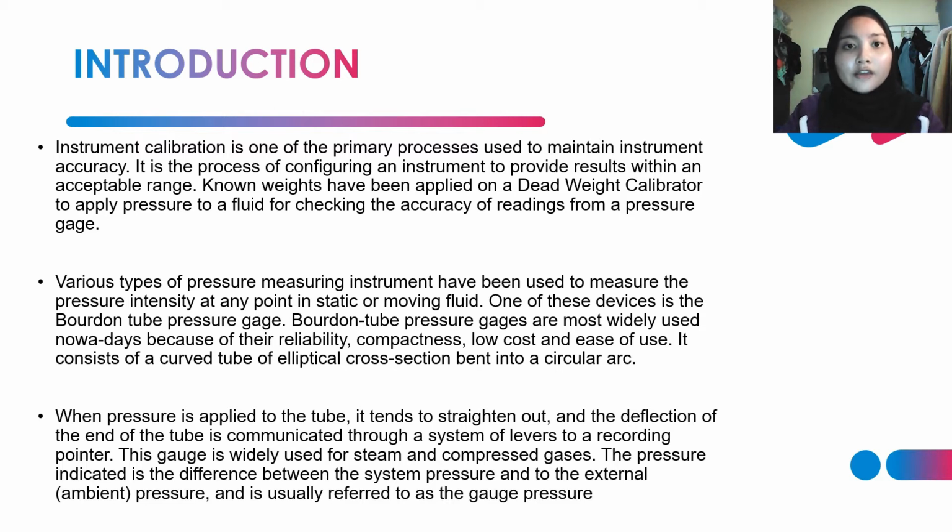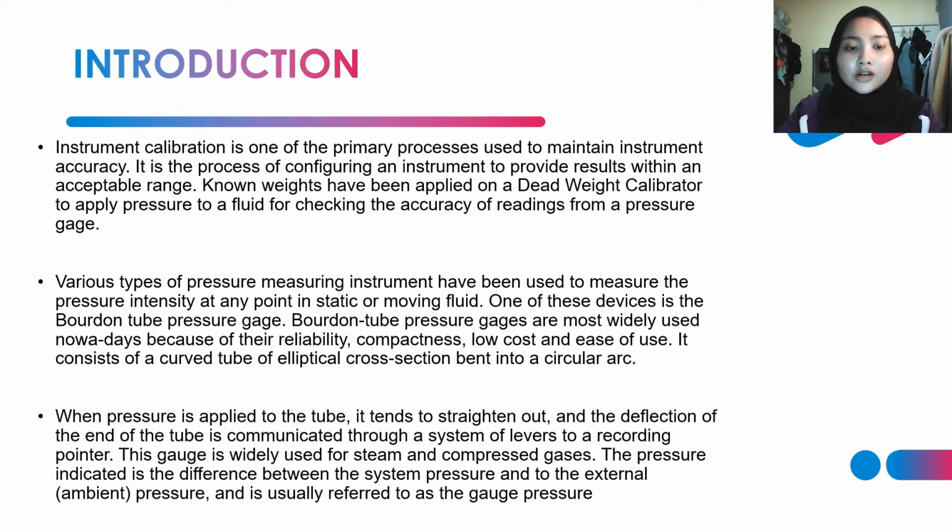Known weights have been applied on a dead weight calibrator to apply pressure to a fluid for checking the accuracy of readings from a pressure gauge. Various types of pressure measuring instruments have been used to measure the pressure intensity at any point in static or moving fluid. One of these devices is the Bourdon tube pressure gauge. Bourdon tube pressure gauges are most widely used nowadays because of their reliability, compactness, low cost, and ease of use.